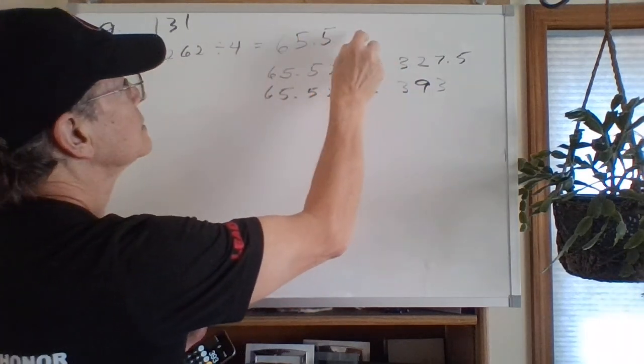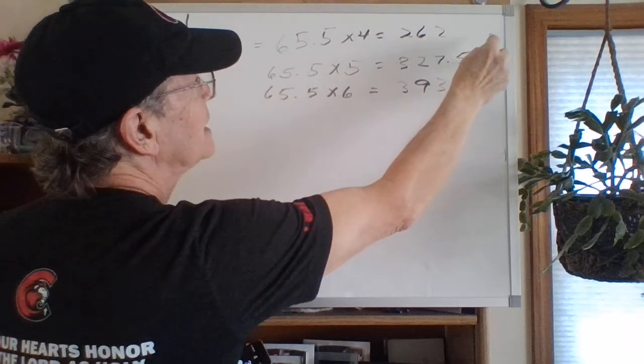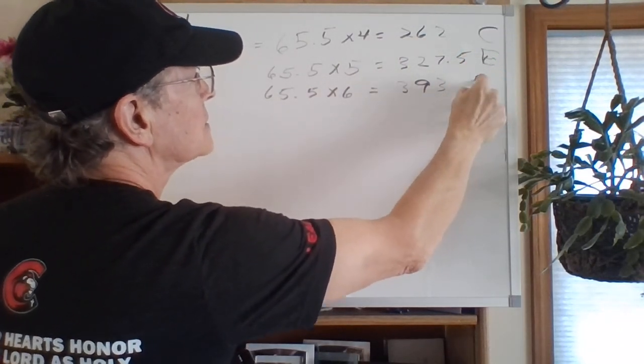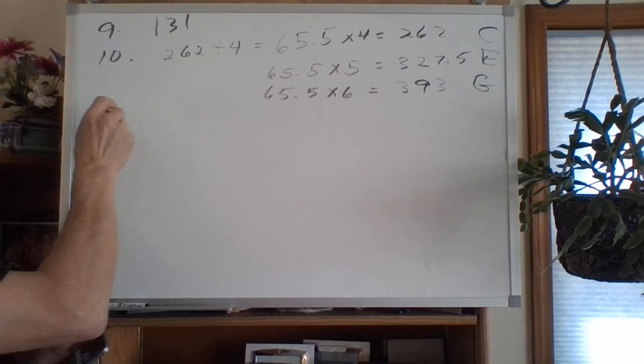Well, this times 4 is 262. That's a C. We know this is an E then in the major chord, and this is a G. C, E, and G for you musicians. They call that a major chord. Number 10. Two notes. Oops, sorry, that is number 10. Number 11.